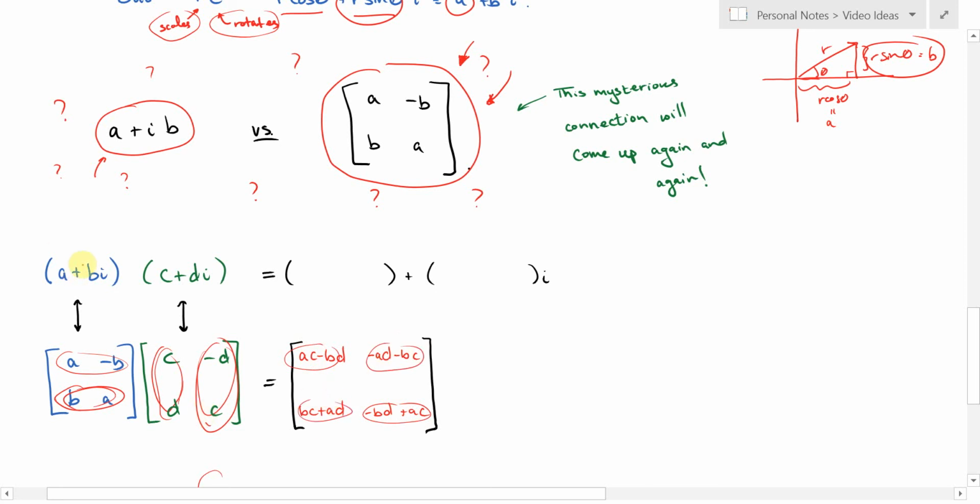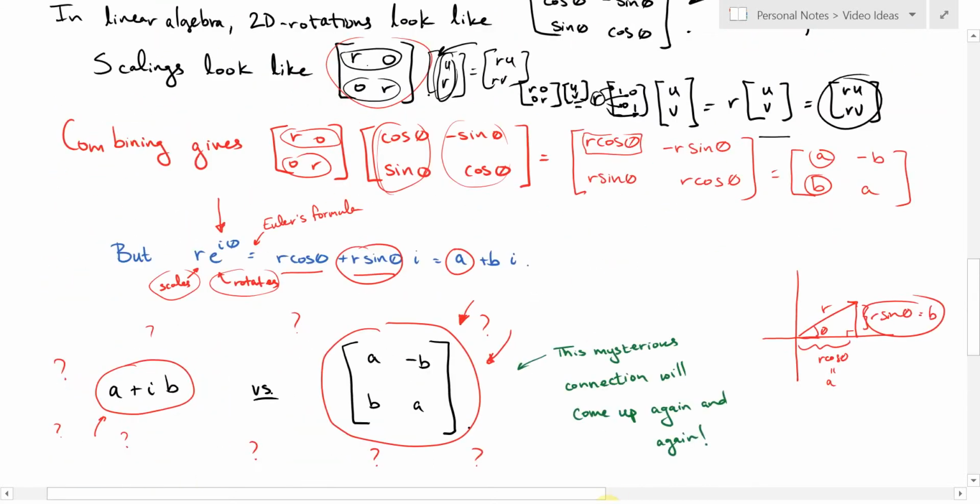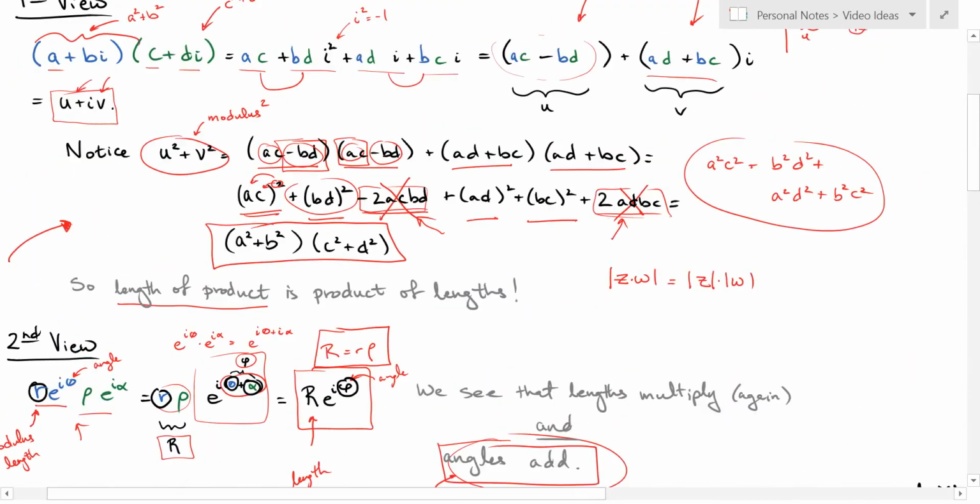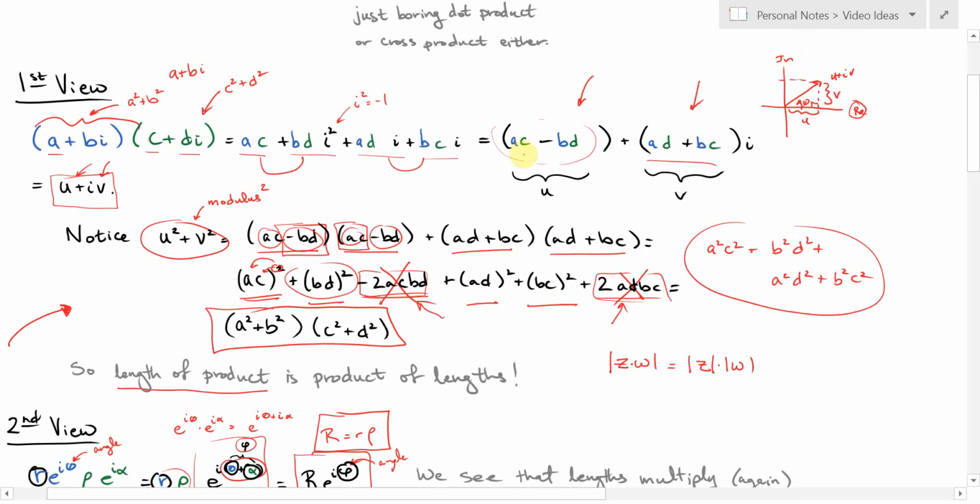But let's look at the first view again. Just what did we get in the case of the first view? When we multiplied it out, let's actually zoom back up and see what we got. Right, we got ac minus bd and ad plus bc.